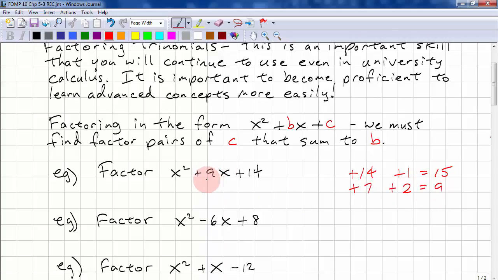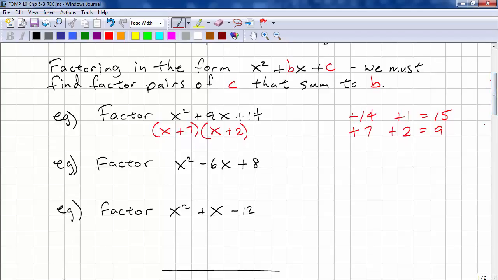This matches b. So all we need to do is do x plus this and x plus this. And there we are, it's factored. And if you want to check, you can just FOIL this and see if you come up with x squared plus 9x plus 14.